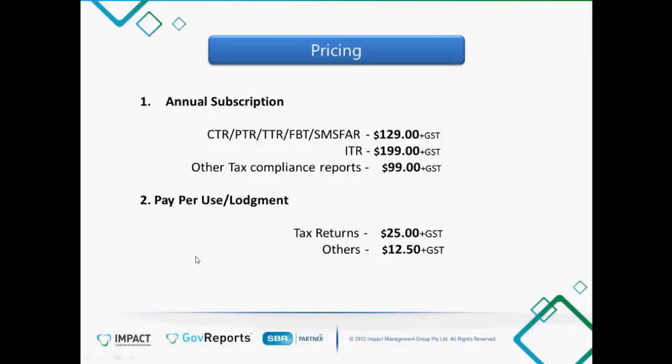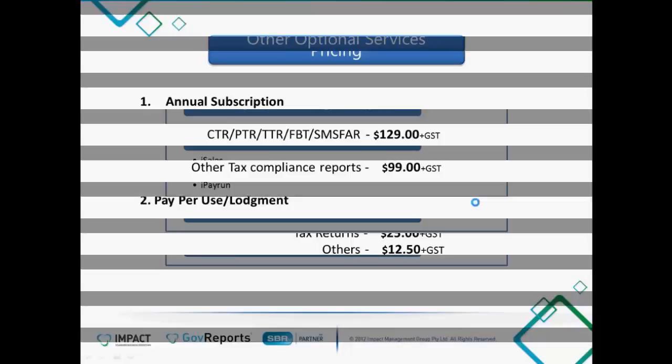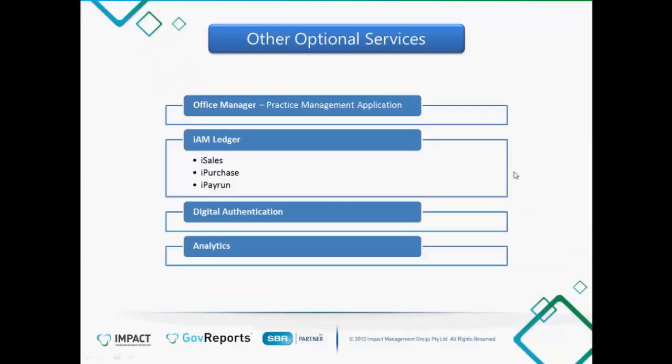Or, if you prefer, if you've got limited clients for a particular tax return, you can choose the per lodgement or per use option, and that's $25 plus GST, or other forms will be only $12.50 plus GST per lodgement.